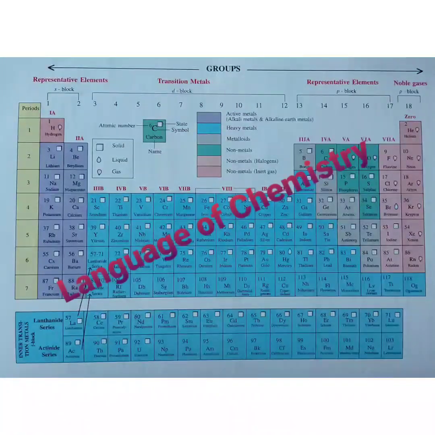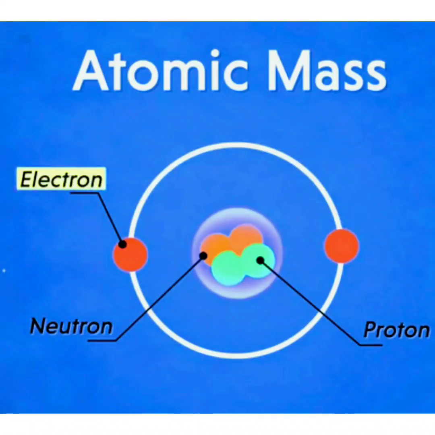Today, we will be seeing the last part of the chapter, Language of Chemistry. Under this, we are going to see a few concepts of atomic mass, relative atomic mass, molecular mass, how to calculate the molecular mass of the given compounds, and how to calculate the percentage composition of the given compounds. Okay, children, so now let us first see what is atomic mass and how do we calculate that.